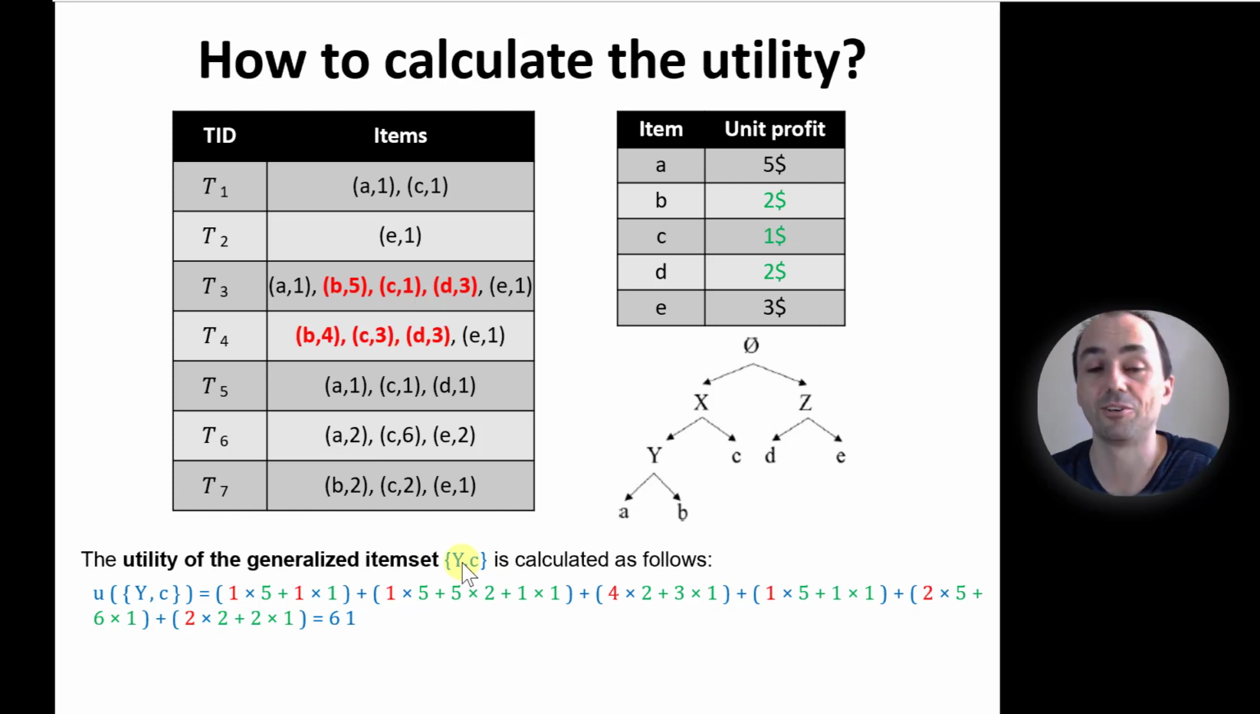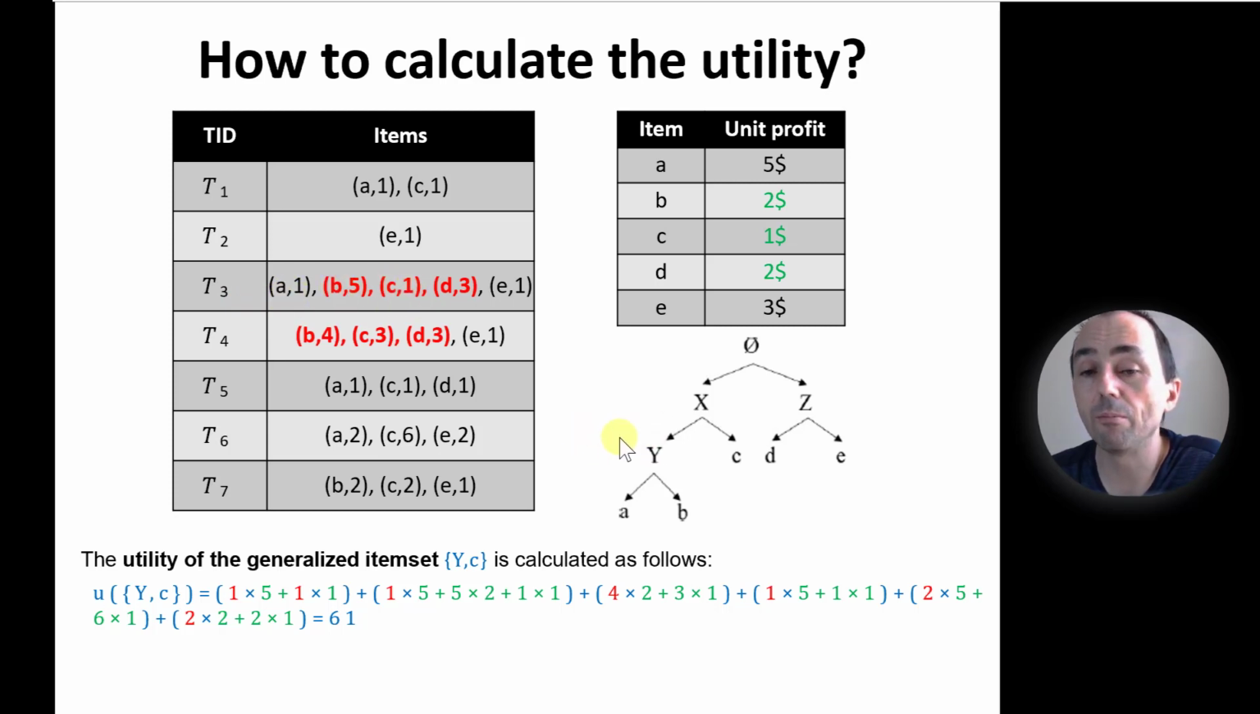We must explain. To do this, we must find all the transactions that have Y and C together. Y could be A or could be B. So that means the utility of Y and C is actually the utility of AC or BC. Here we have A and C. A is like Y. So 1 apple for $5, 1 cake for $1. This is for transaction 1.